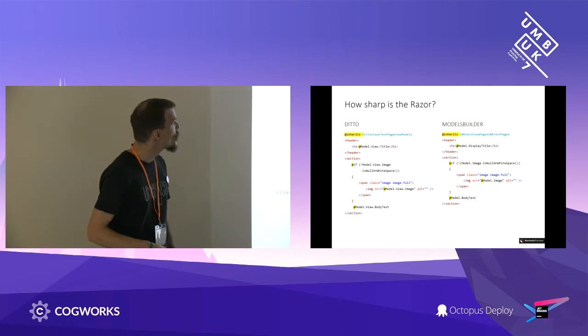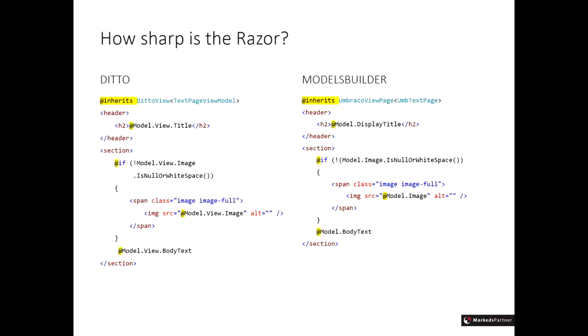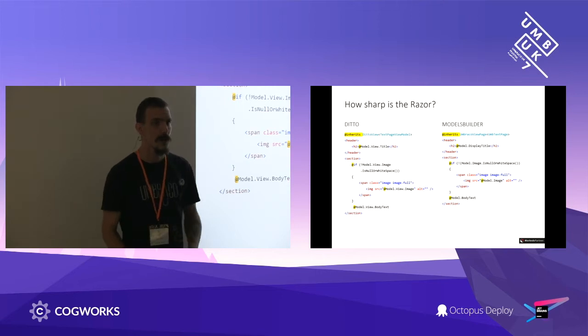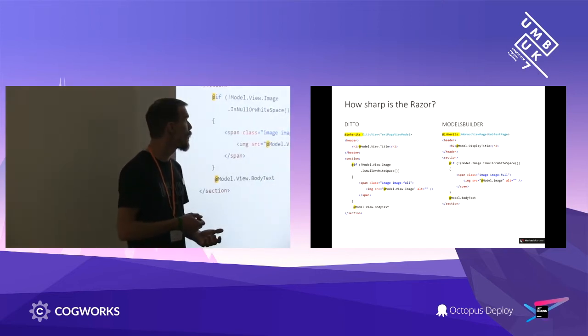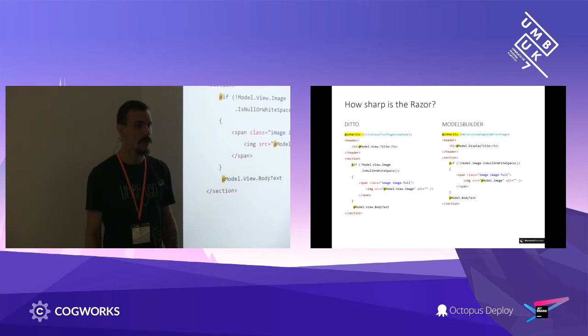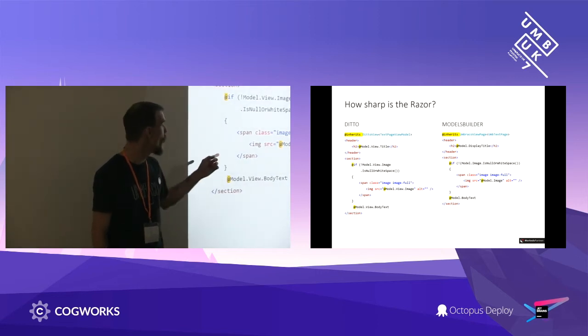And what about the views? There's not any big differences here. The first one is that we have to inherit Ditto view when we use Ditto, and it'll automatically map to the text page view model. While on the ModelsBuilder side, we have two options. We can use Umbraco view page, or we can use Umbraco template page. I kind of favor the Umbraco view page approach because I get one train cart less in my models. So you could go with Ditto.